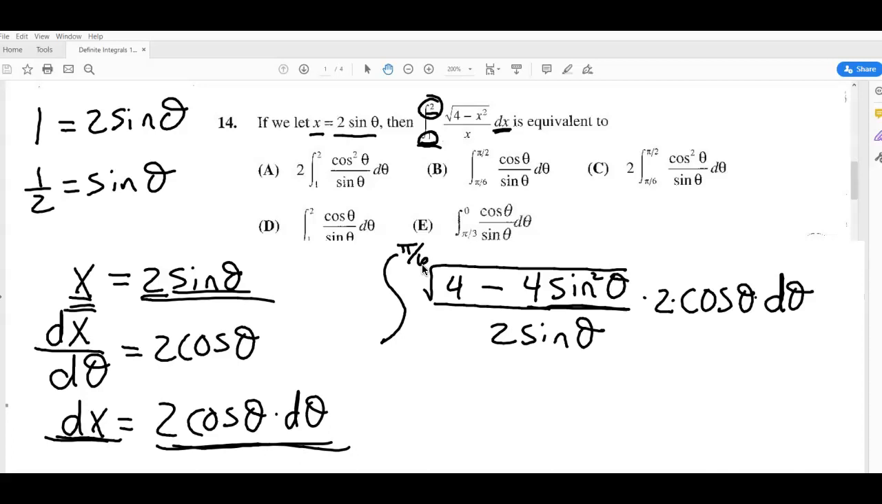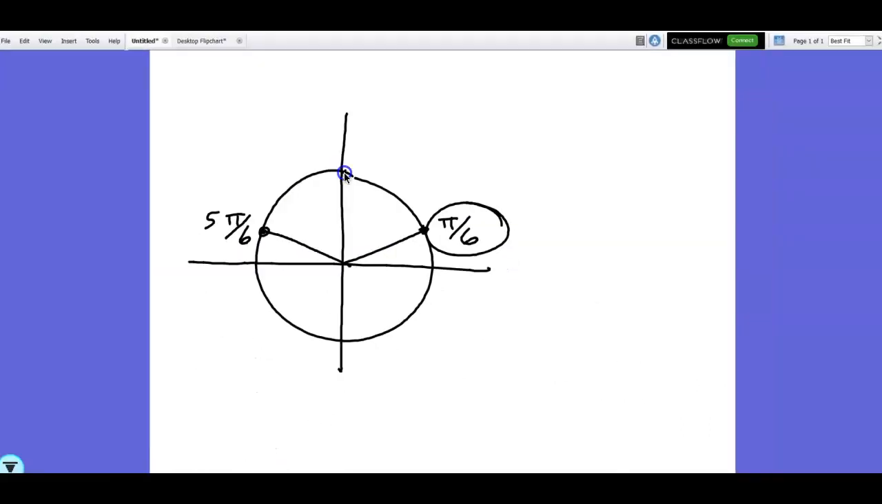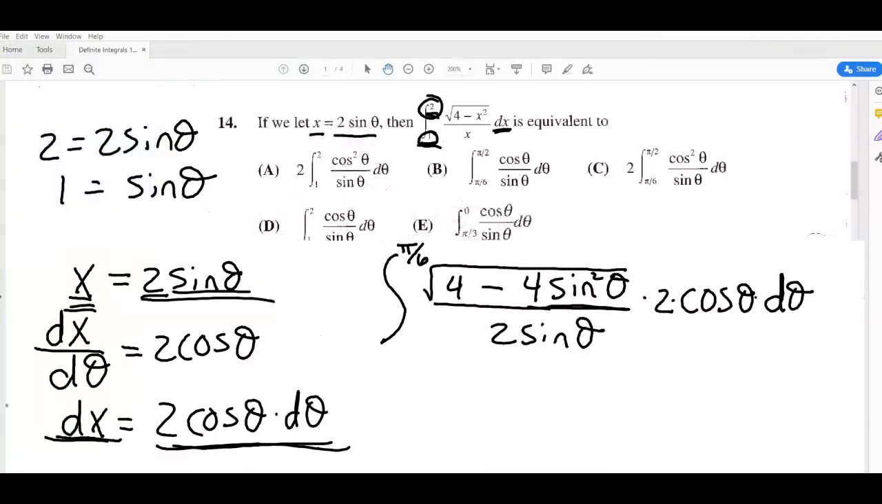And then we're going to do the same thing. This time we're going to plug in the 2, the top number here. So if I put 2 here, that's x is equal to 2 sine theta. Divide both sides. And when is sine theta equal to 1? Sine theta equals 1 whenever it's at the very top of the unit circle, which is pi over 2. So that's going to be pi over 2.